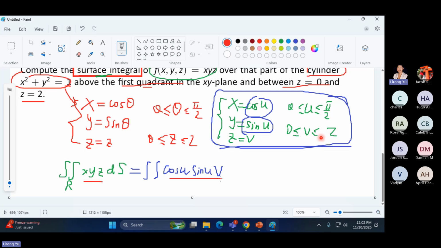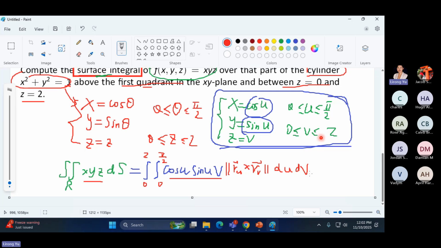And the next thing is the dS. We know how to calculate dS now, and that is a little bit annoying because you have to have the extra magnitude of r_u cross r_v, and then du dv. Remember, u is from 0 to pi over 2, and v is from 0 to 2.